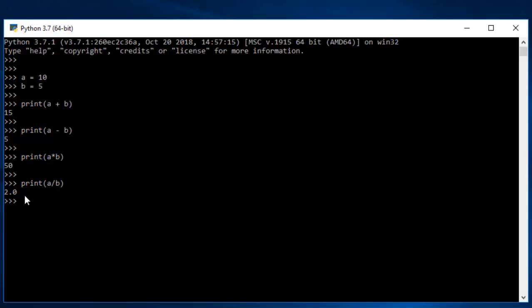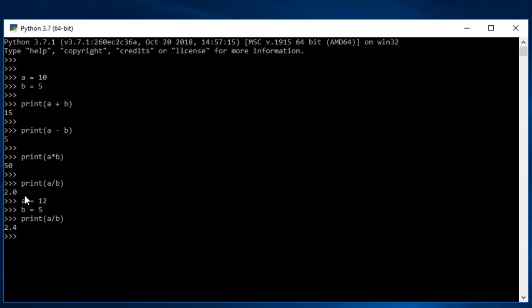It can be some different value if I have not taken exact terms like 10 and 5, because they are equally divisible. Let me take two values, A equals 12 and B equals 5, and then perform the same for 12 and 5. So let us do that. And now you can see I again got a float value, which is 2.4. So that is the reason whenever you try to divide something, you will get your answer as a float.